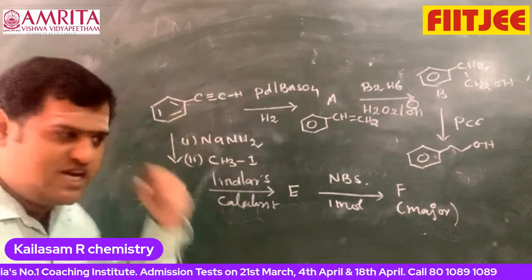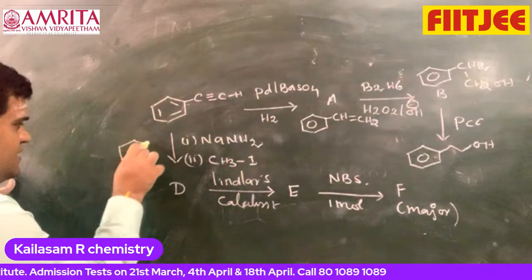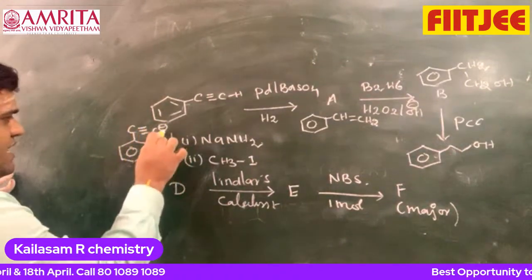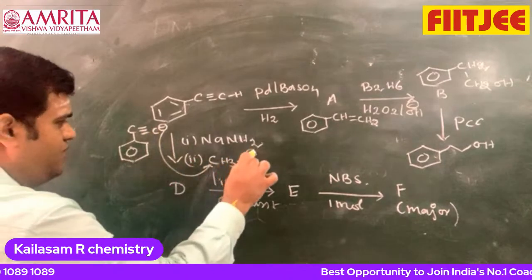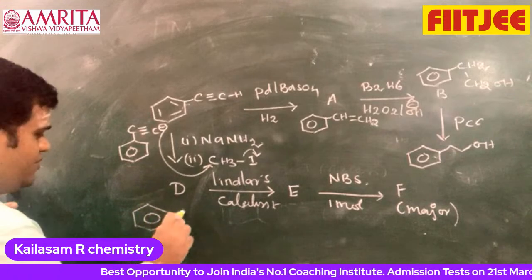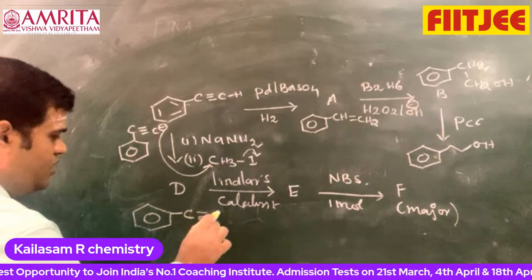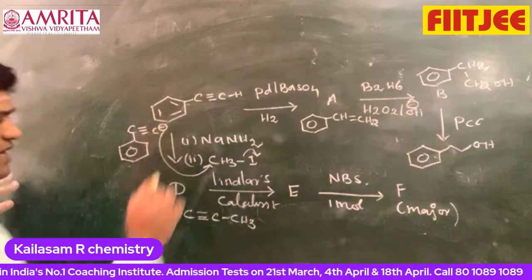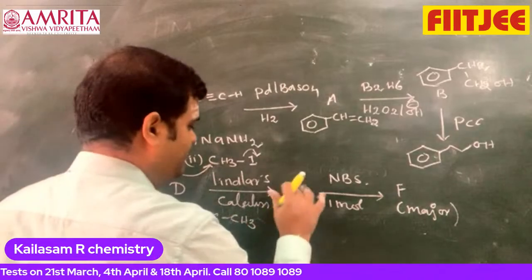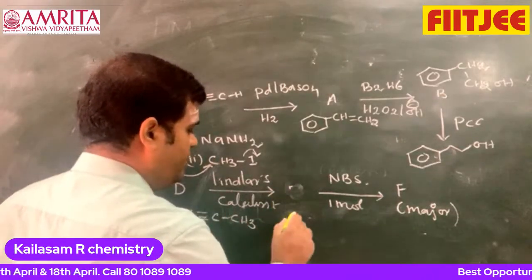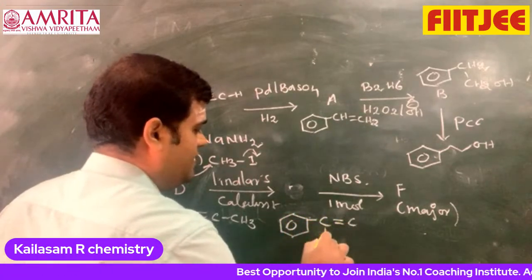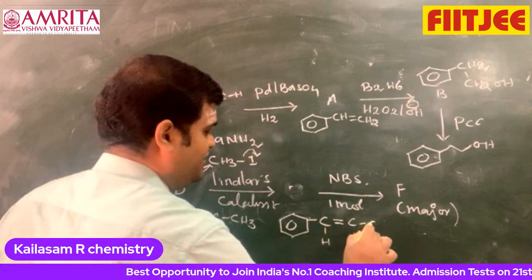And here you see, what is NaNH2? It is a base. The base is always going to abstract the proton, which forms C triple bond C minus. It attacks the backside of the carbon and follows SN2. The bond breaks. That is D, where I'm going to get C triple bond C CH3. What does Lindlar catalyst do? The triple bond becomes a double bond, a cis alkene. Very important.